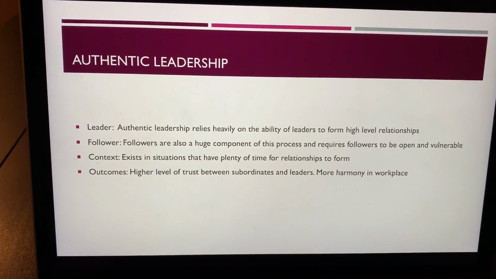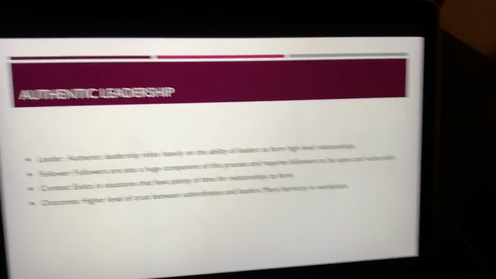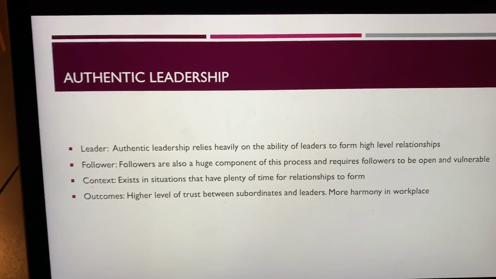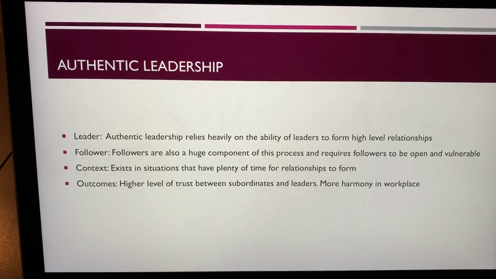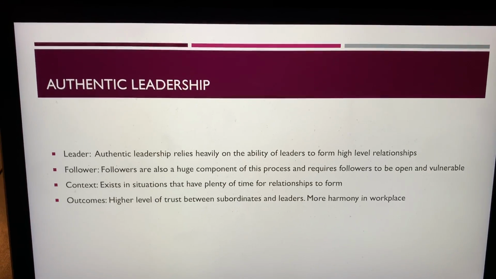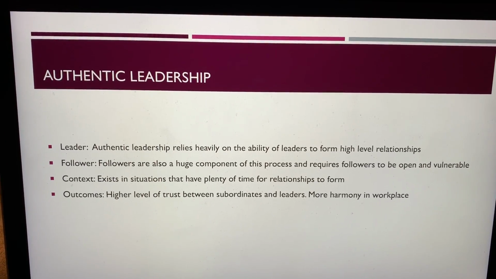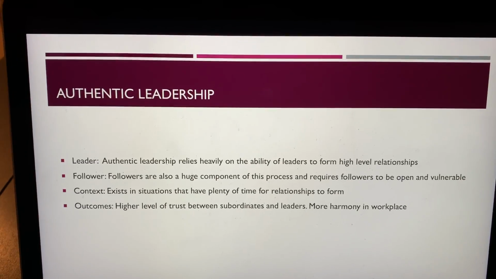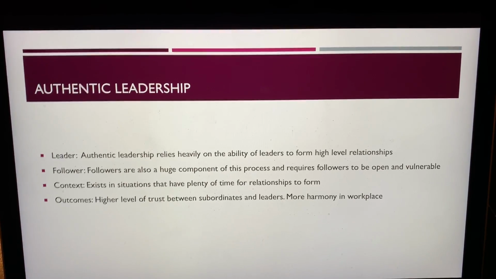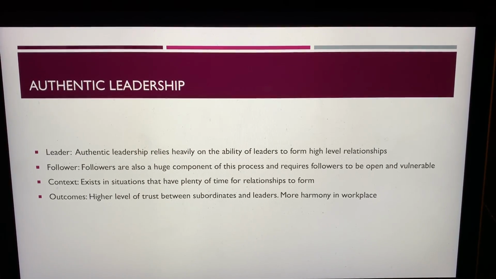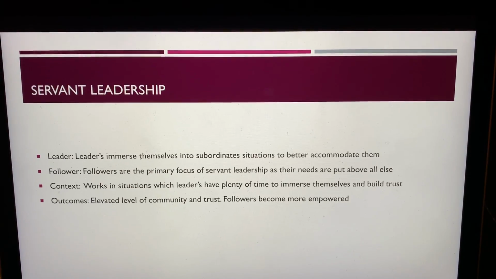The same for authentic leadership. This one takes a lot of time to create because you're going for a higher level of trust between subordinates and leaders, which results in more harmony in the workplace. But it takes a lot of time to establish those long-lasting and trustful relationships as well. So that's something to keep in mind when analyzing authentic leadership.